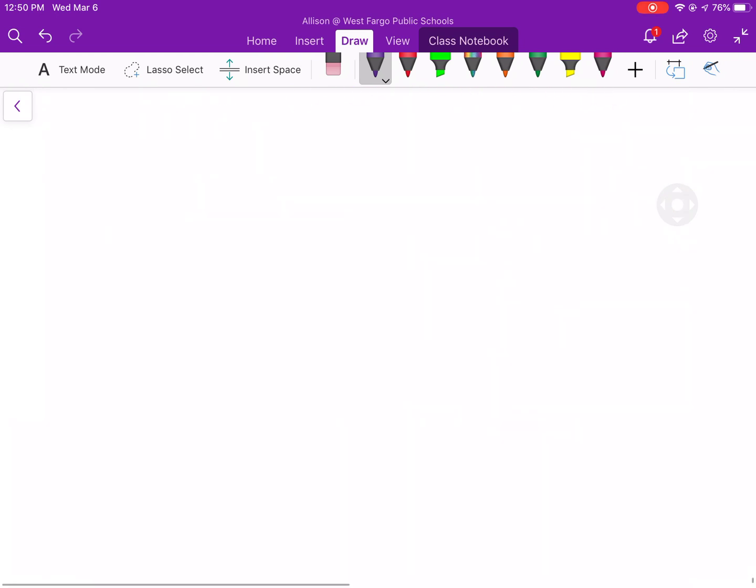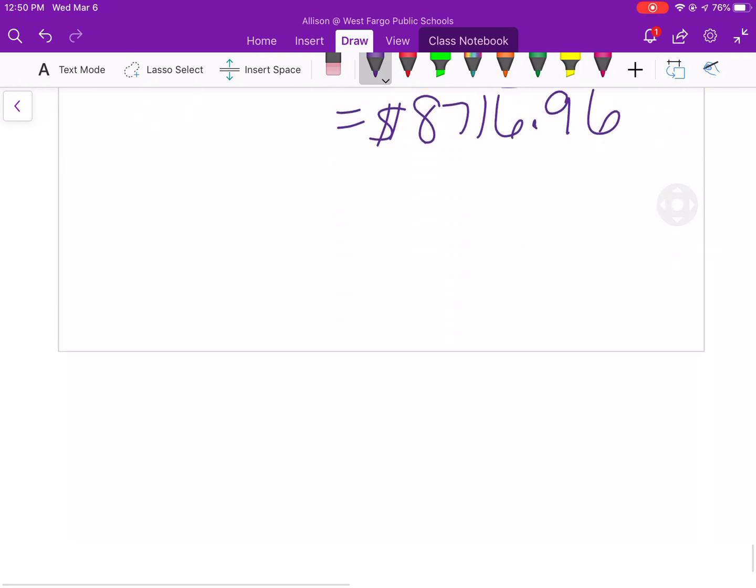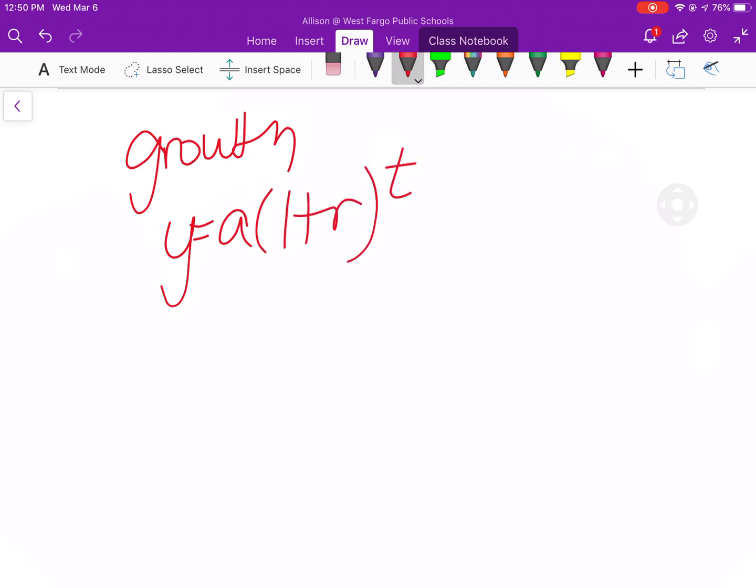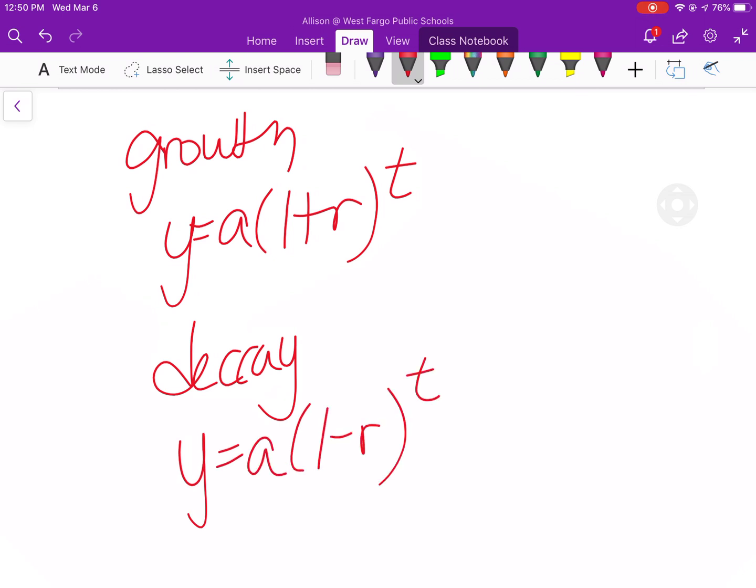I'm going to skip that last example. Okay, so let's just recap. We got the growth equation is going to be y equals a times 1 plus r to the t, and the decay equation is the same thing except it's 1 minus r to the t. T is time, usually given in years unless specified.